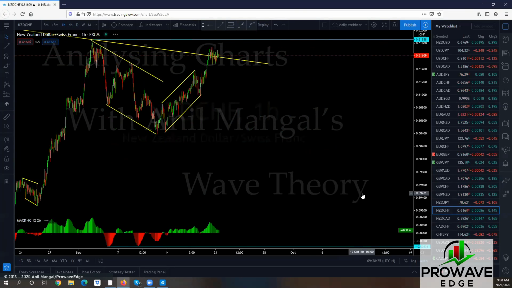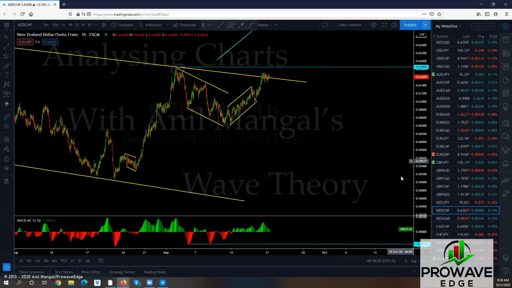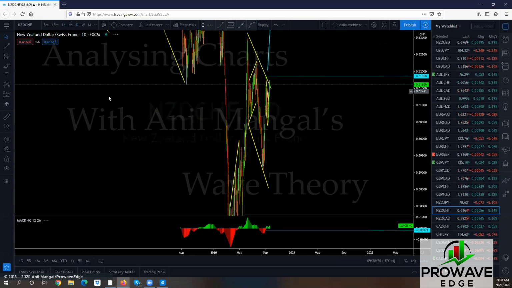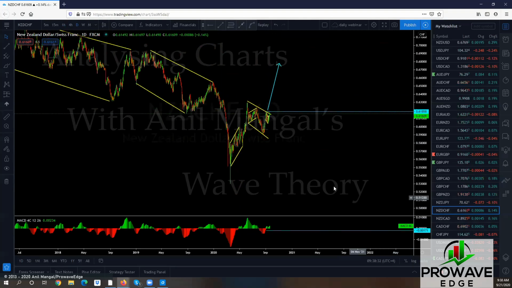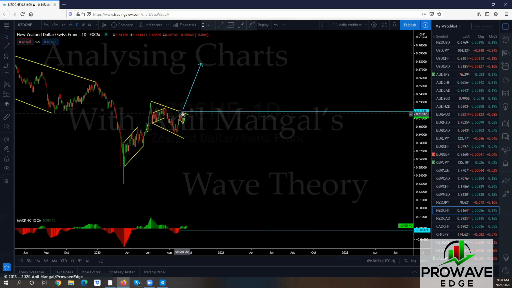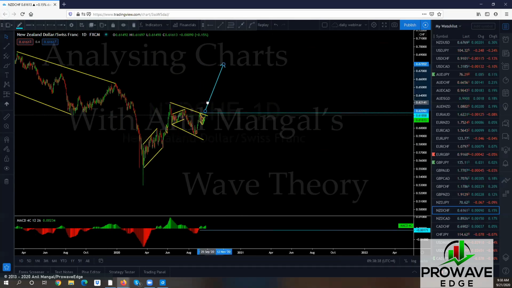New Zealand Swiss, this looks upside. This one actually looks upside in this big structure. It looks like they're about to break out of that structure for the upside. Right, we were anticipating that this would break out. It might be breaking out. It's going up a little slow there, right? It's looking a little slow.